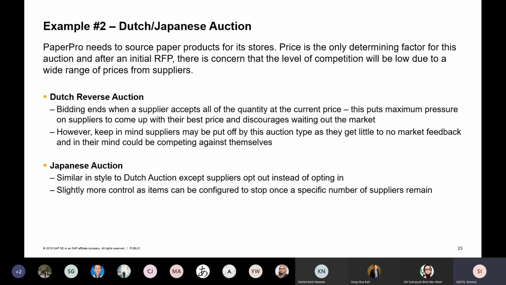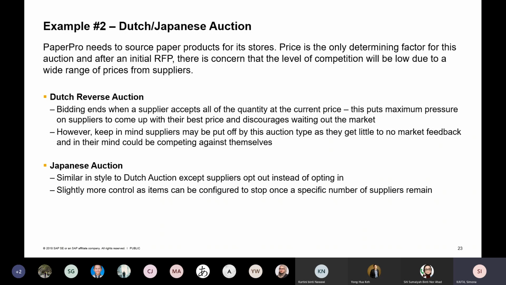Example number 2 is on a Dutch or a Japanese auction. Paper Pro needs to source paper products for its stores. Price is the only determining factor for this auction. And after an initial RFP, there is concern that the level of competition will be very low due to a wide range of prices from suppliers.